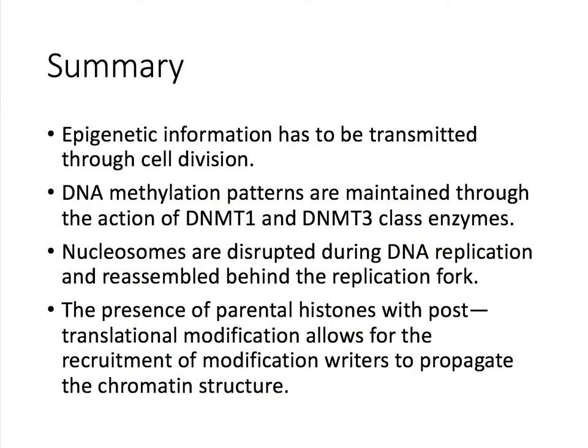In summary, epigenetic information has to be transmitted through cell division to maintain cell identity. DNA methylation patterns are maintained through the action of DNMT1 and DNMT3 class enzymes. Nucleosomes are disrupted during DNA replication and reassembled behind the replication fork. The presence of parental histones with post-translational modification allows for the recruitment of modification writers to propagate the chromatin structure.